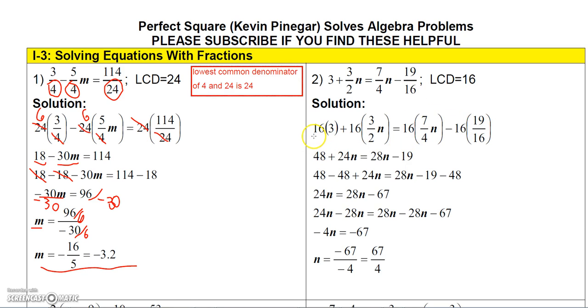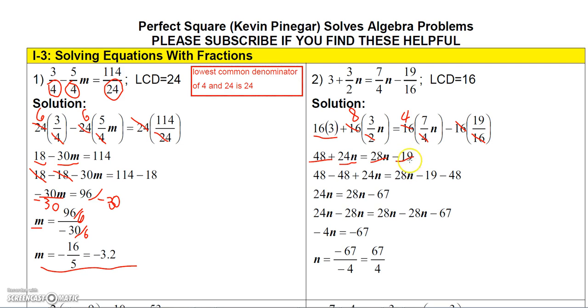Now 16 times 3 is just 48, so that part was easy. And on this one we can do the little trick again. 2 goes into 16 8 times. And so that's going to give me 8 times 3n, which is 24n. And then over here, we know that 4 goes into 16 4 times. So that's going to give me 4 times 7n, which is 28n. And then here, 16 over 16 is just 1, but we still have the minus out here, so we'll get minus 19.